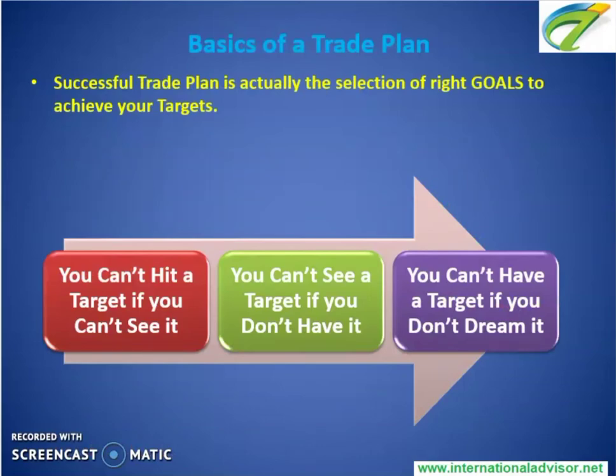A successful trade plan is actually the selection of the right goals to achieve your target. And you can't hit a target if you can't see it. And you can't see a target if you don't have it. And you can't have a target if you don't dream it. So this is a process.